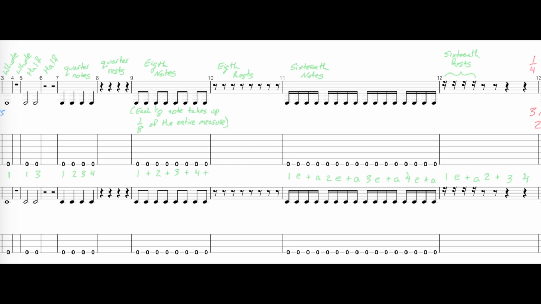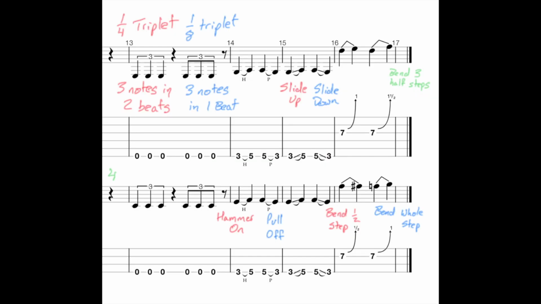Now we are up to measure 13, and we're going to start learning triplets. Okay, triplets are not quite as easy as just doing quarter, eighth, or 16th notes, or whole notes or half notes, because those kinds of notes fit evenly into measures, and these fit evenly too, but it's the placement that's a little bit tricky. So if you have this first set of 3, anytime there's a 3 above it, it's a triplet. And this first set of 3 is 3 notes in 2 beats. They're quarter note triplets.